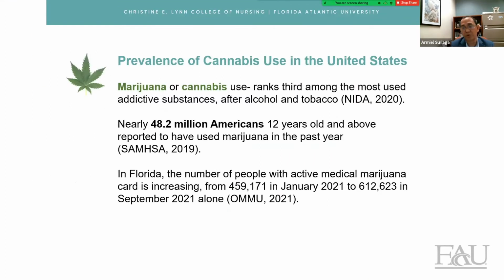So when we are talking about the prevalence, or how many people in the United States are using marijuana, in the report of the National Institute on Drug Abuse last year, marijuana is very popular. It was third among the most used substances, next to alcohol and tobacco. And almost 50 million Americans 12 years and above reported use of marijuana in the last year, according to the Substance Abuse and Mental Health Services Administration.